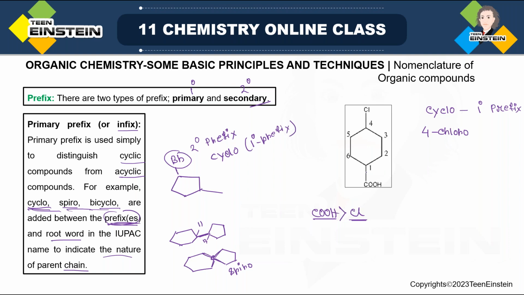Numbering will start from that carbon with which the main functional group is attached. In this case, it is CO2H. Don't start numbering from the carbon of CO2H. That you can do in acyclic compounds, but for cyclic compounds, you have to start it like this. So 4-chloro, this is actually 2 degree prefix. Now here the total number of carbons in this numbering is hex. So hex is here the root word.